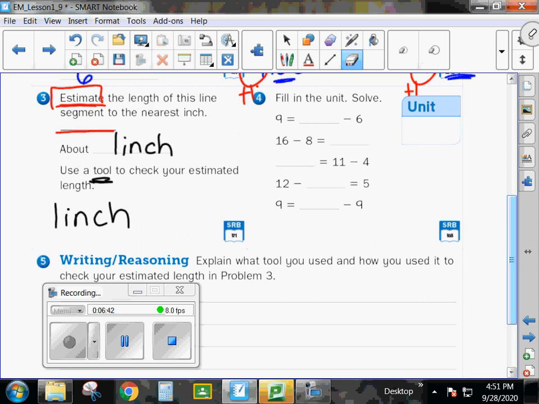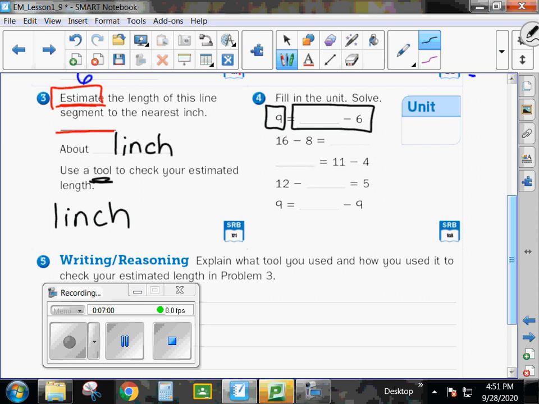All right, moving on to number 4. I want you to fill in the unit and solve. Remember we talked about that equal symbol being kind of like a balance scale. One side over here has to equal or be the same as the other side over there. But they gave us a lot of subtraction in this one, which makes life a lot harder. Here's what I want to bring to your attention.